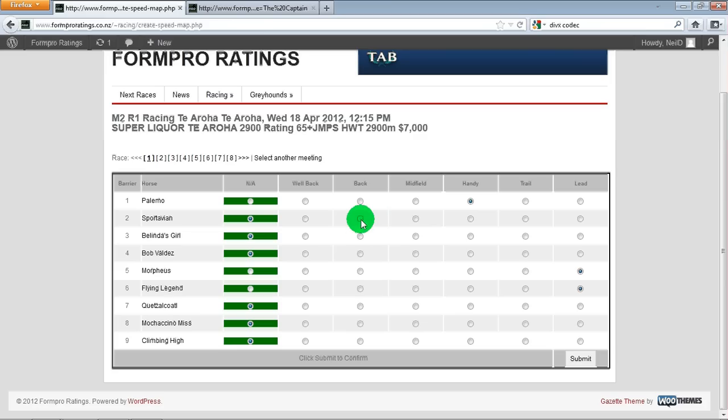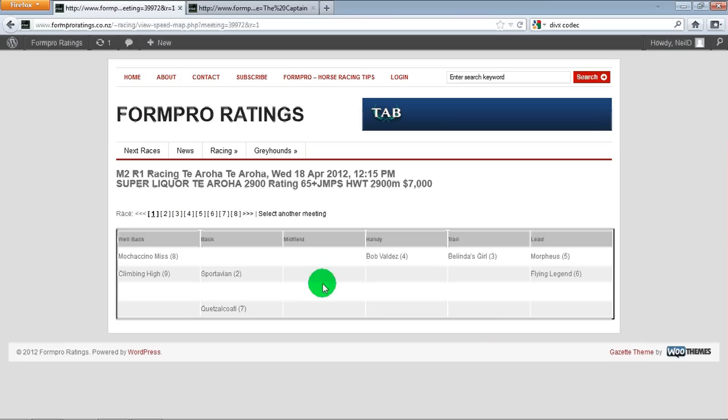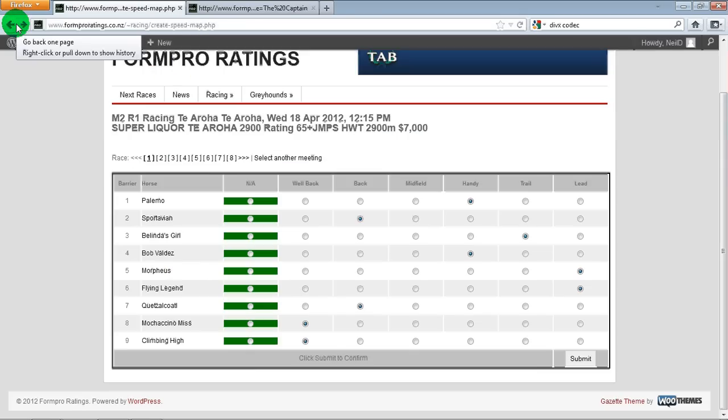Swadavian may drop back. Hunter's Girl might settle in the trail. Bob Valdez might settle a bit handier. Quetzalcoatl Cattle will probably go back. That may go well back, and he'll be well back too. And click on submit. Then up comes your speed map. There's your leaders, horses in behind, horses back, and horses well back. Okay. Right, we'll just go back out of there.